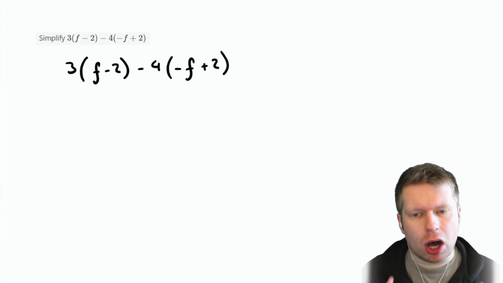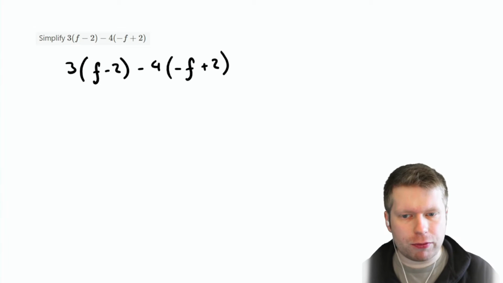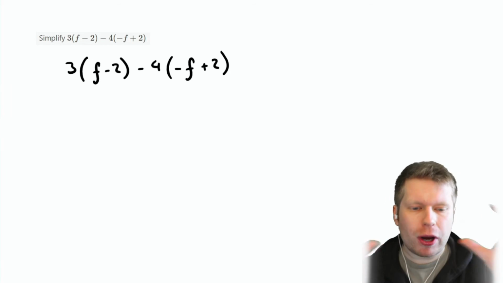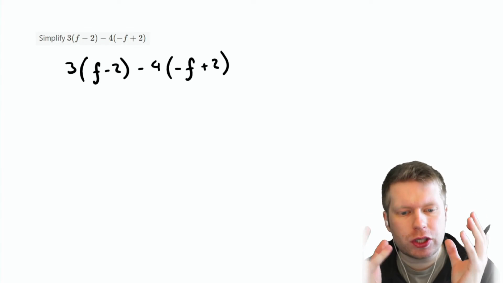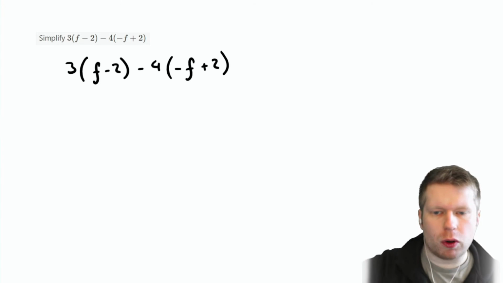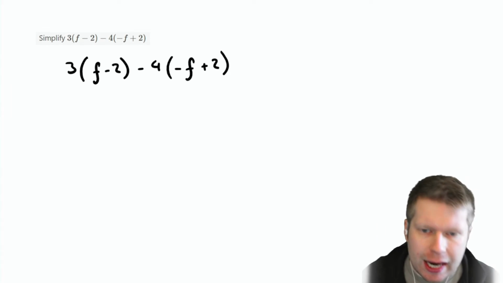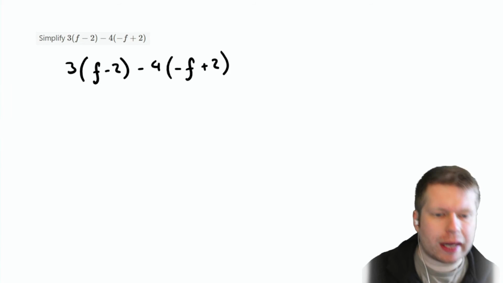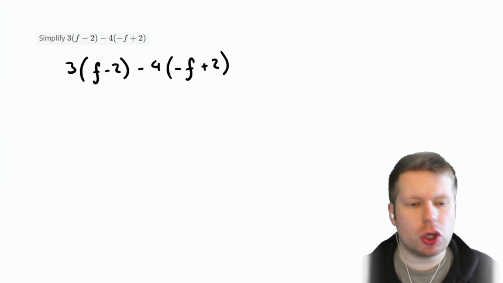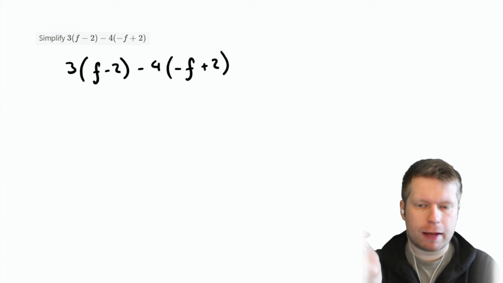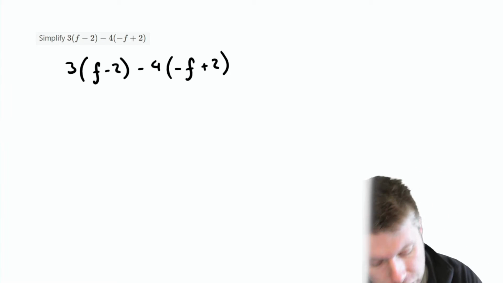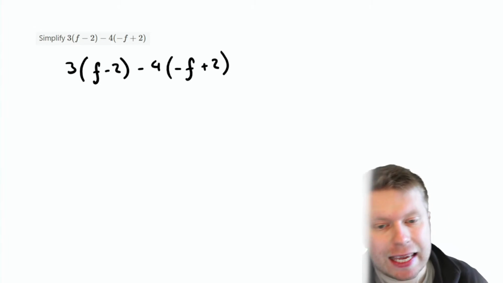In this context, I want you to take the word simplify to mean express this thing in as few terms as possible. So at the moment we've got a 3 and then a bracket, and then a negative 4, then another bracket. I want to express this in maybe 2 or 3 terms maximum. Okay. So let's first of all start by expanding each bracket out.